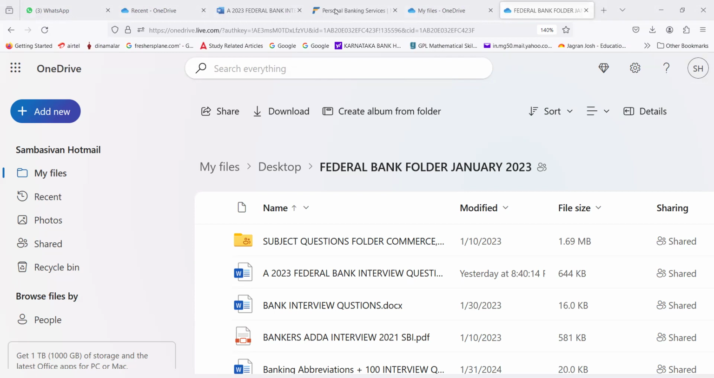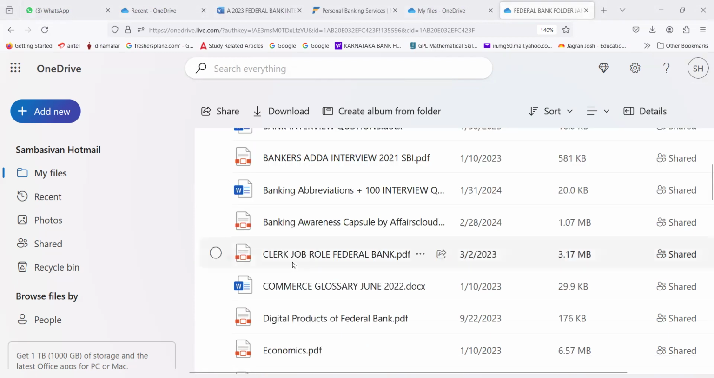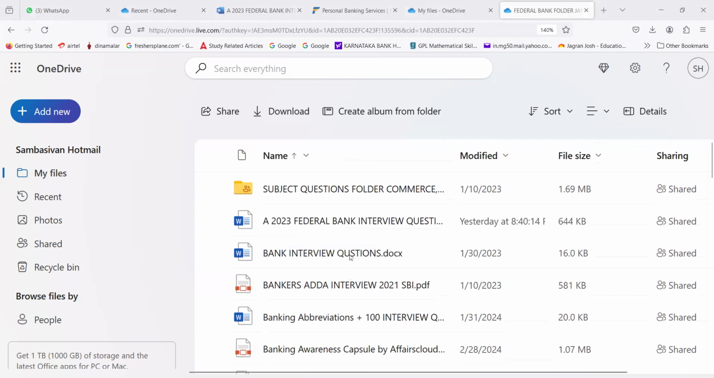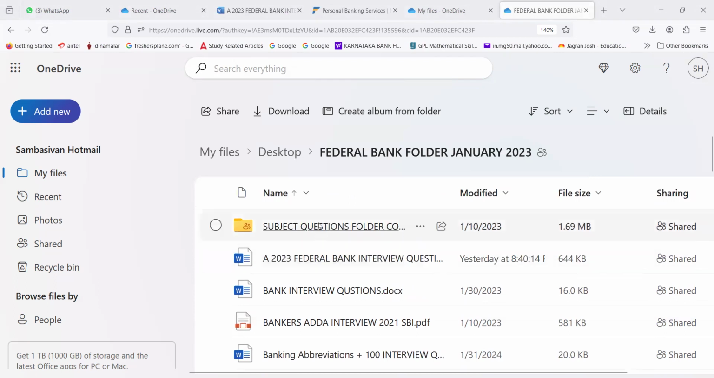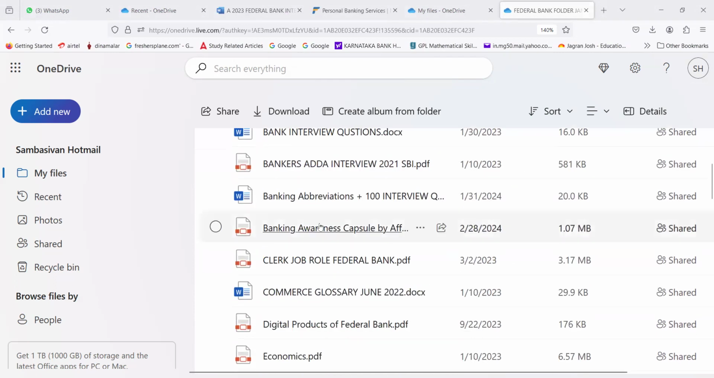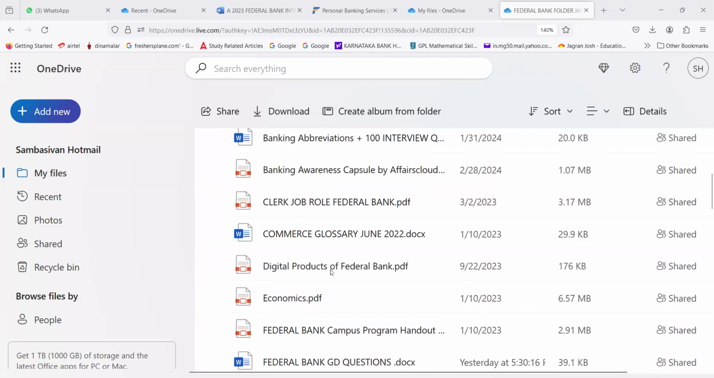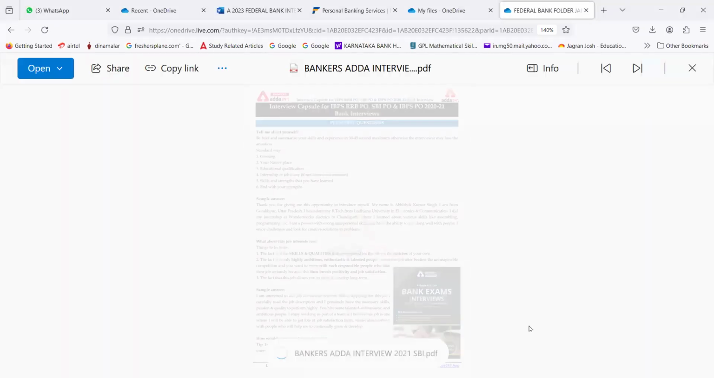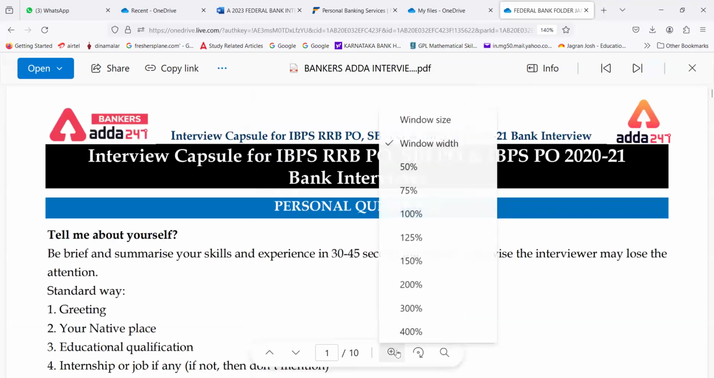That's right. Now, I was coming here because I was telling one new boy, Sayan Saha. Yes, this is the folder I have given you. In that, you must go through this one, Clerk Job Role, Federal Bank. You must go through that. Then, Bankers Adda Interview. This is the book I told you.